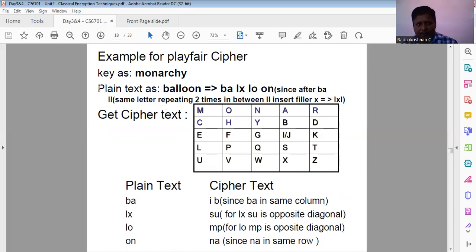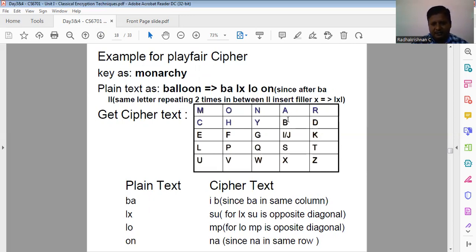Next LO, next ON. Given the plain text, first we take BA. Both are in the same column, so we take the next value: for B the next value is I, and for A the next value is B. So the ciphertext is IB, since BA is in the same column.